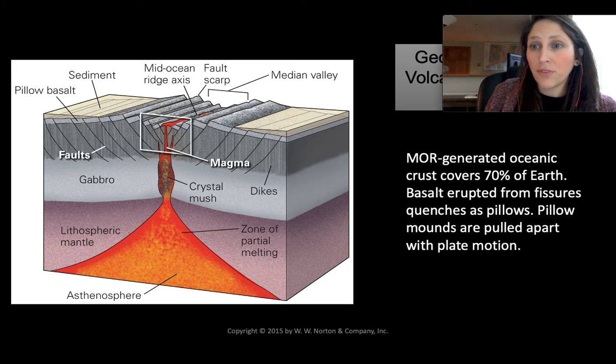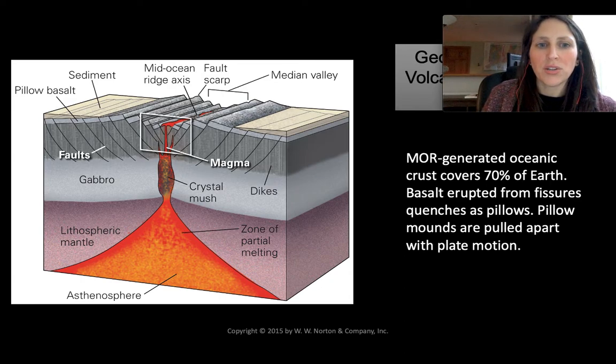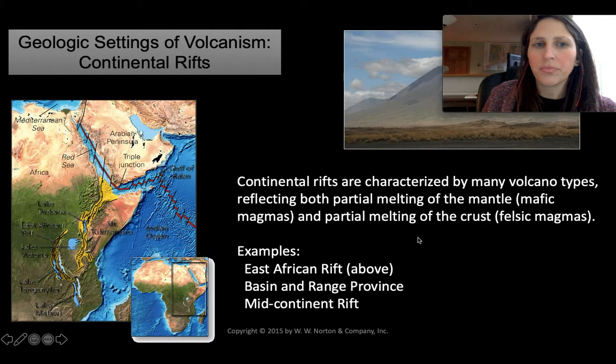Okay, but we also have volcanic activity in divergent settings. Again, these are going to be a lot calmer, not as explosive, but they are going to flow. Mid-ocean ridges generate oceanic crust that covers 70% of the Earth. So we have a lot of volcanic activity associated with these types of boundaries, right? This is what creates our oceanic crust. These volcanoes are going to be mostly underwater, but they are going to produce a lot of volcanic activity, right? This is where we get our volcanic crust.